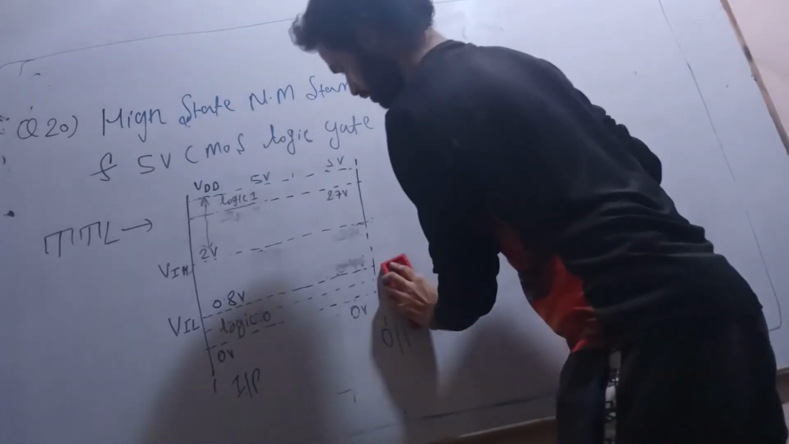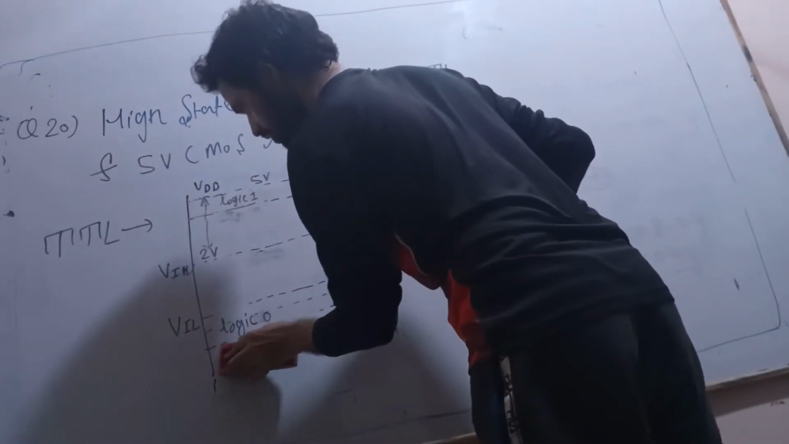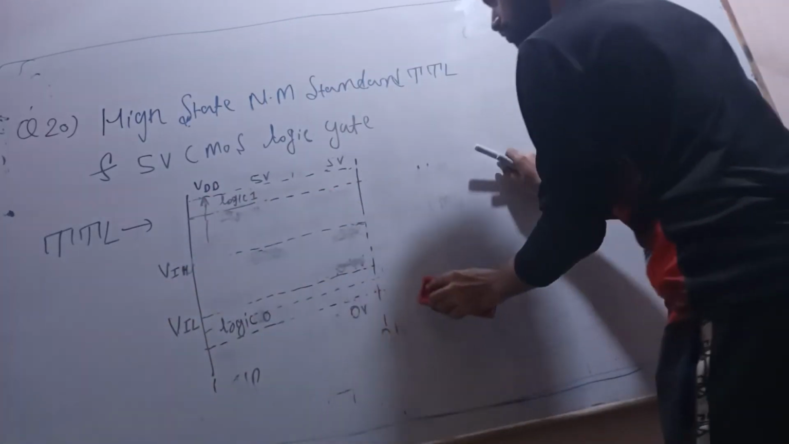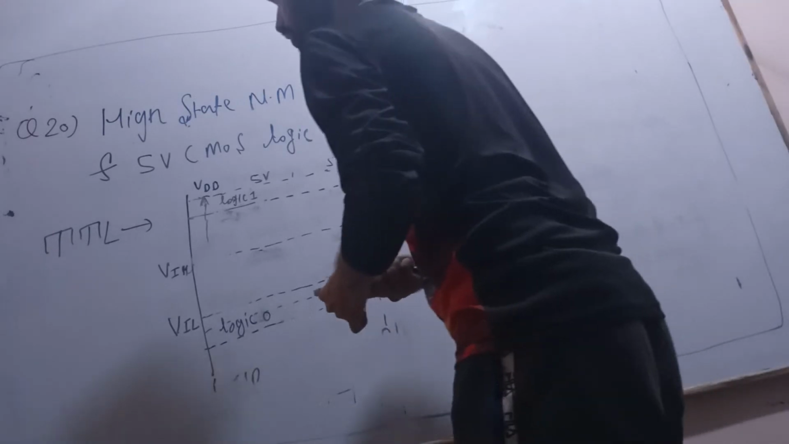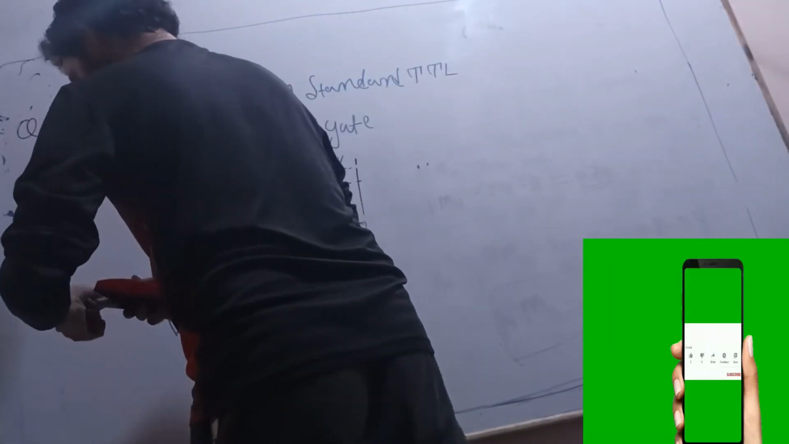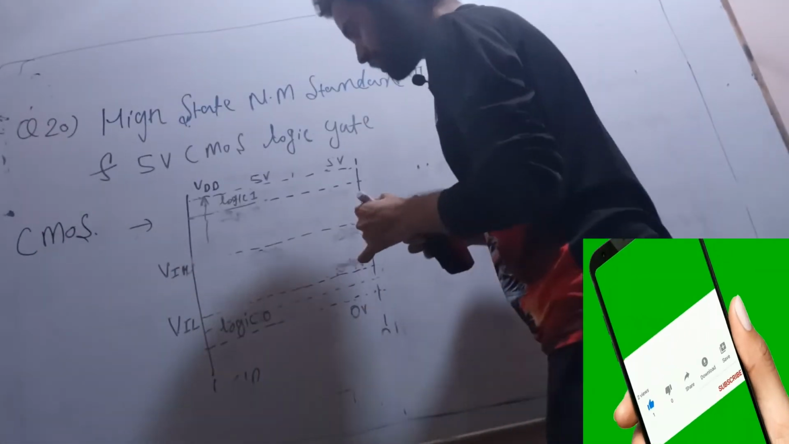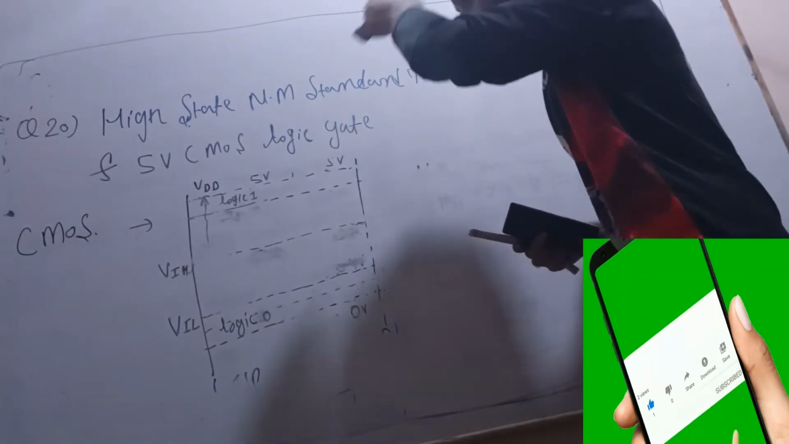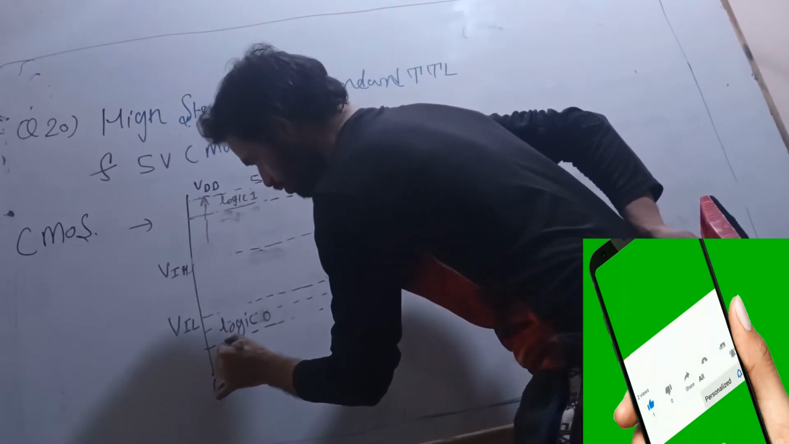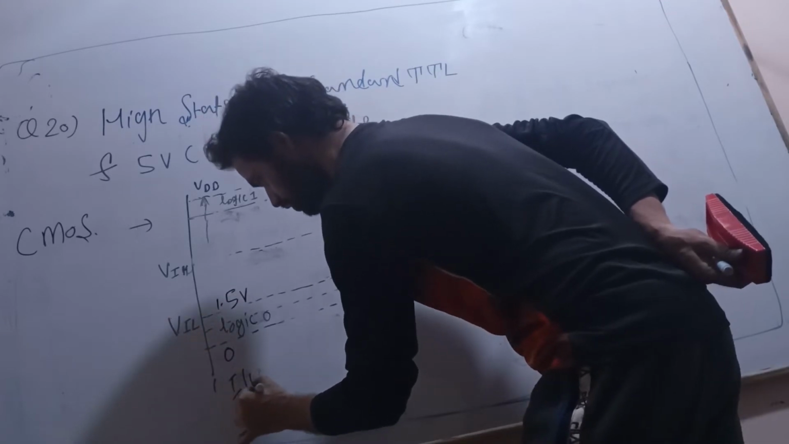For CMOS, this diagram is the same. We just have to change this value. The other parts are the same for CMOS. If you see for CMOS, this is TTL, and now it says CMOS circuit. For a CMOS circuit, logic 0 at the input side is 0 to 1.5 volt.